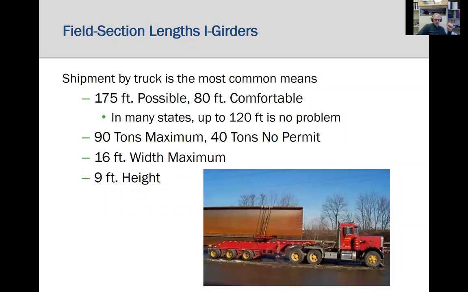For shipping, we can ship sections that are heavier and longer than legal loads, but that usually requires permits and escorts. It may be more economical to use smaller sections to reduce or eliminate the extra shipping costs. Shown on this slide are some useful length, weight, height, and width recommendations for I-section shipped pieces for truck shipment, which is currently the most common mode of shipment.